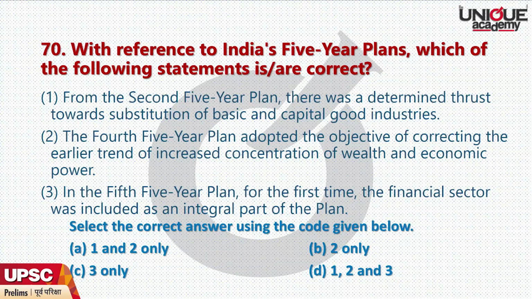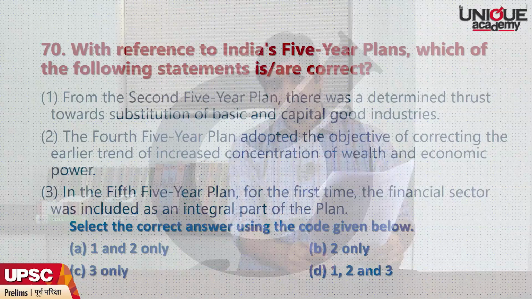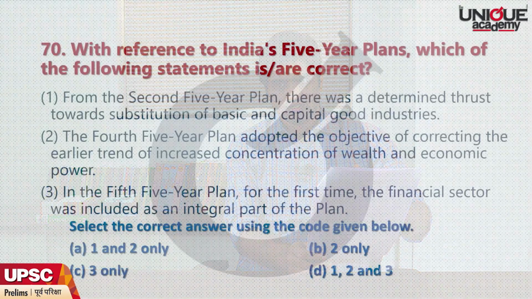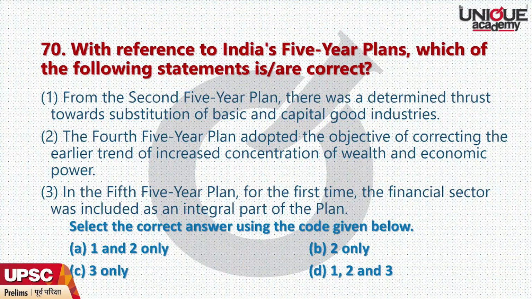Yes, they were going in for a lot of import substitution of basic goods because they did not want to be reliant on imports. They wanted India to be a closed country. Basically, they wanted to rely on outside powers only for technology. Statement 1 is correct. Statement 2, the fourth five-year plan adopted the objective of correcting the earlier trend of increased concentration of wealth and economic power.